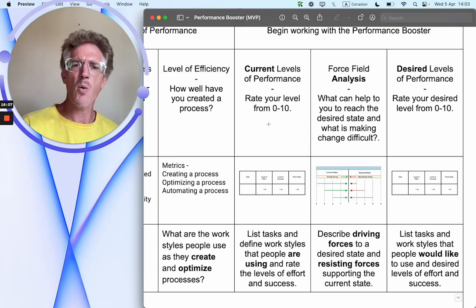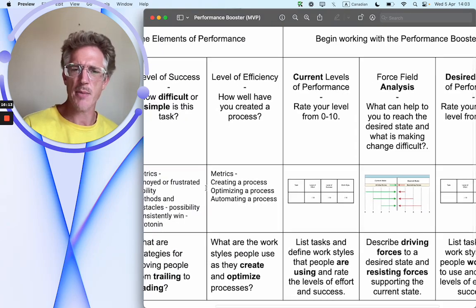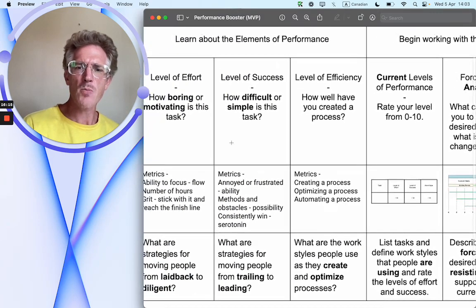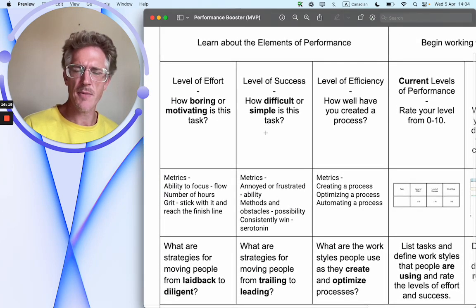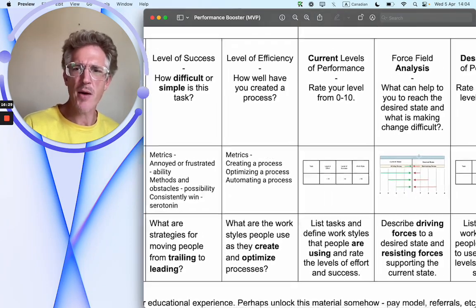For example, do we want to have an optimized process? Are we optimizing the process? And what are we going to have to do to optimize that process? Also, how are we going to change the difficulty or simplicity of the task? How are we going to affect these metrics? And what is the level of effort? So how can we affect these metrics? And what are the forces that surround those things?